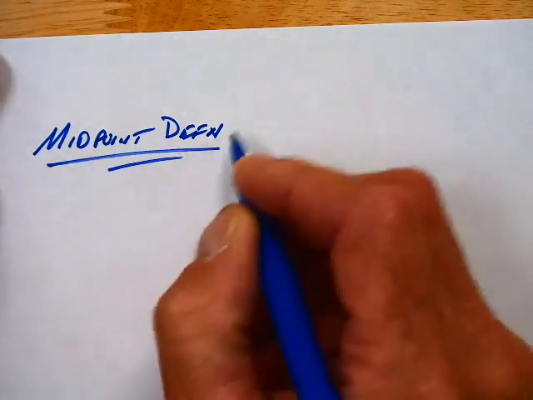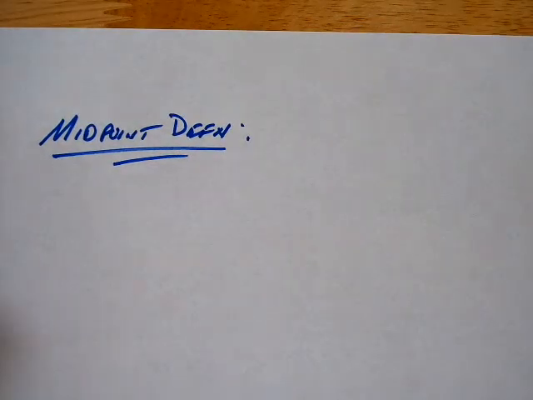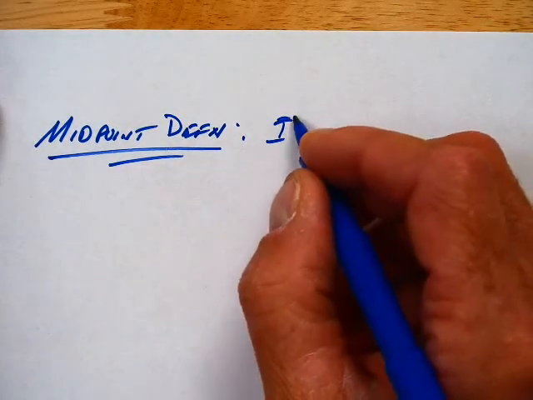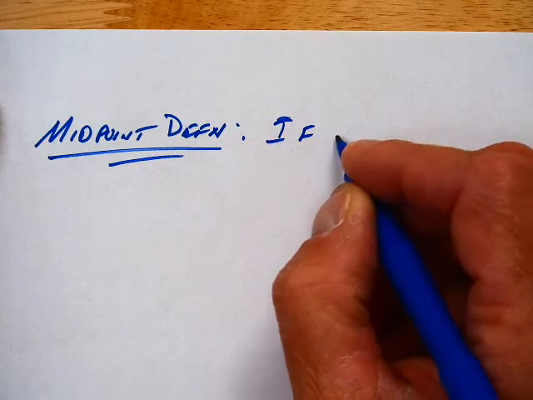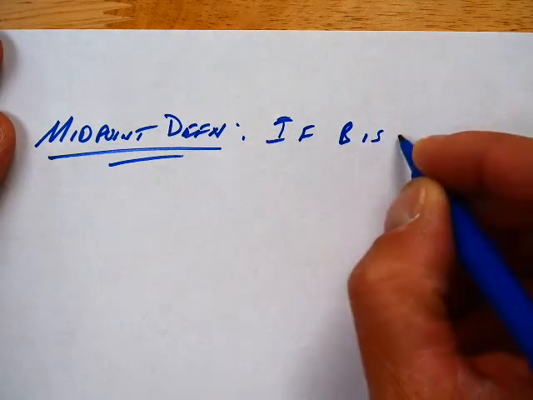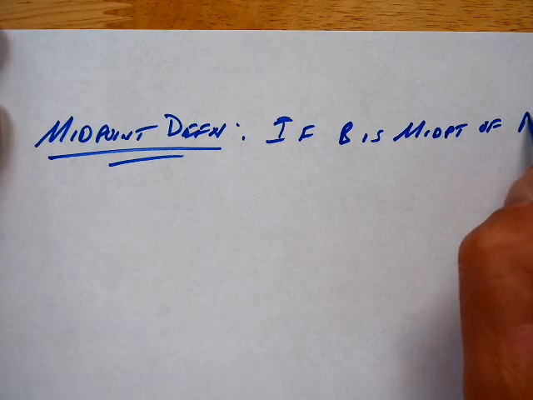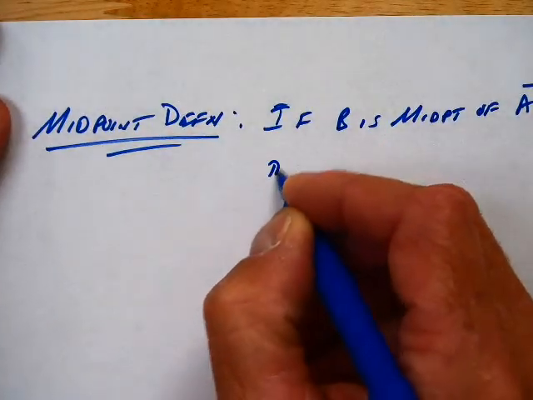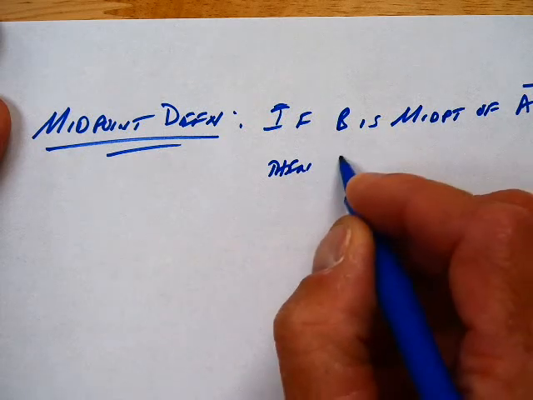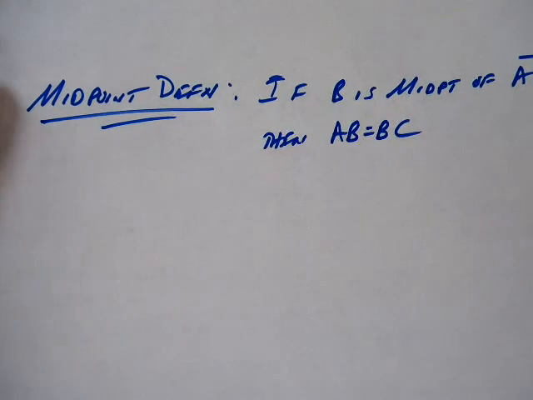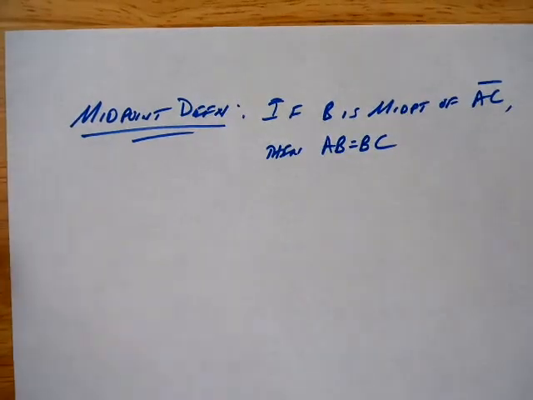This is one of the things that you're going to use in proofs all the time. If B is midpoint of AC, then AB equals BC. Okay? So how are we going to use that? We're going to use it in two different ways.